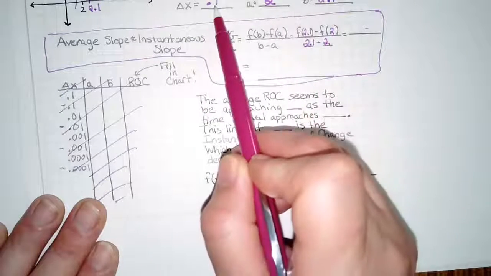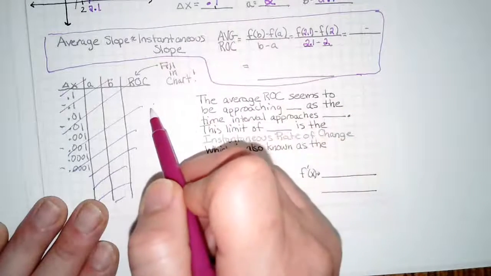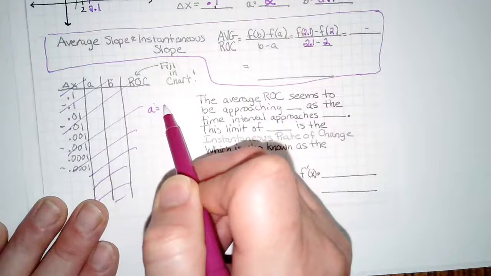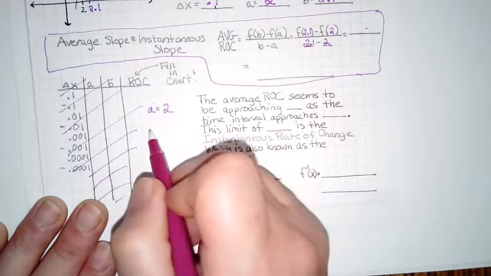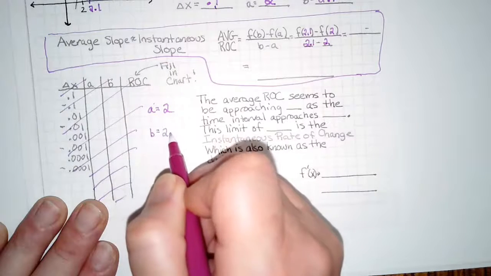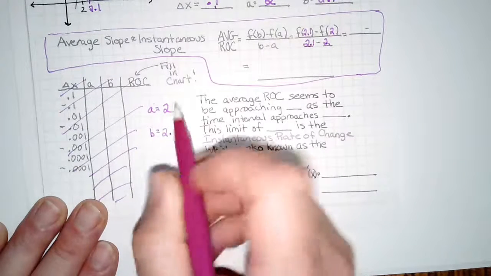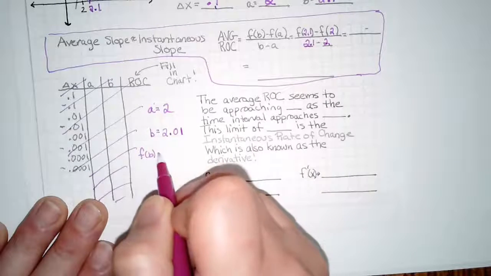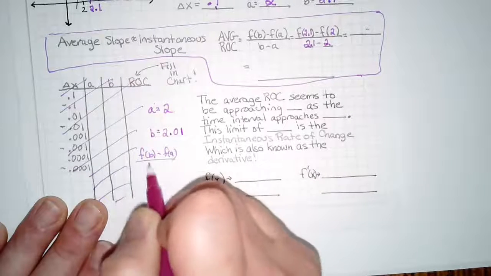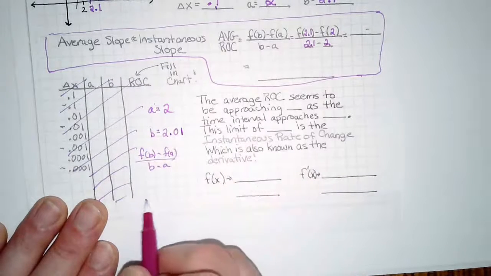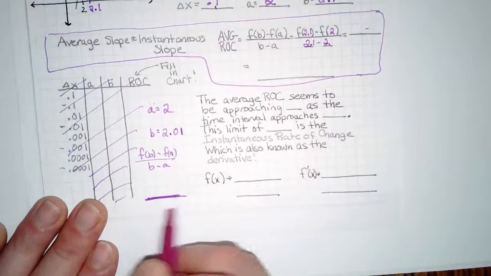I'm going to have you make A equal to 2, and B equal to 2.01. And then you're going to run the formula, and you're going to get an answer for what that estimates the slope to be.